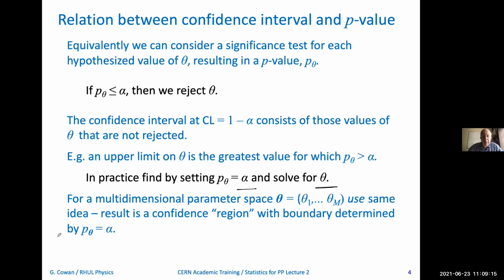Before I go to a simple example, let me just mention, suppose you had a multidimensional parameter space, so not just an individual parameter theta, but some vector of parameters. Well, we can use the same basic idea, which is to say that you compute a p-value for every point in the parameter space, and you find the region in that parameter space where the p-value is not less than alpha, and that forms a confidence region. Okay, so the boundary of that region is determined by the same criterion. That is to say, that's the region where the p-value is exactly equal to alpha. I'll use the word interval if it's a single parameter. I'll use the word region if it's two or more dimensions. Same basic idea, though.